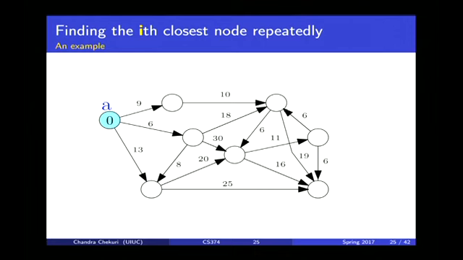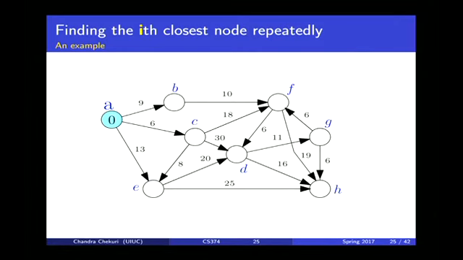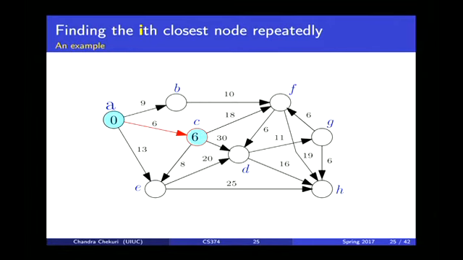Is that possible? Not possible, right? Because lengths are non-negative. You will see that it's not true if the lengths are negative. Okay, so we know the next guy is going to be 6. That was easy, right? That was not hard. But what is the second guy? Who is next closest to S?